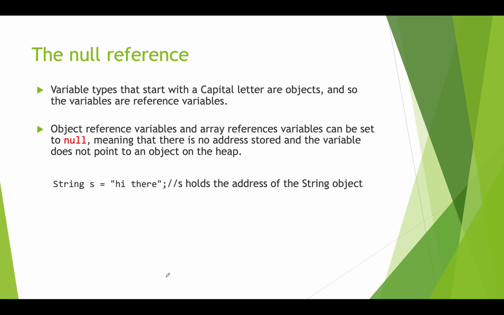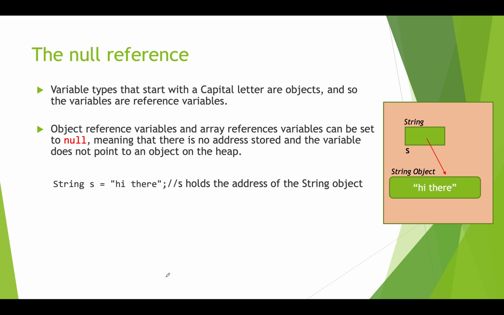Imagine we have this line of code, String s equals "hi there". So s holds the address of the string object. It looks like this. We have our reference variable, it's of type String, it's called s, and it's pointing at the string object that contains "hi there". Now, if we then execute this line, s equals null, we're assigning null to our reference variable and saying, forget that address that you had. And what that does is it causes the link to be broken. So now we don't have anything pointing at the string object, and our string s is now set to null.